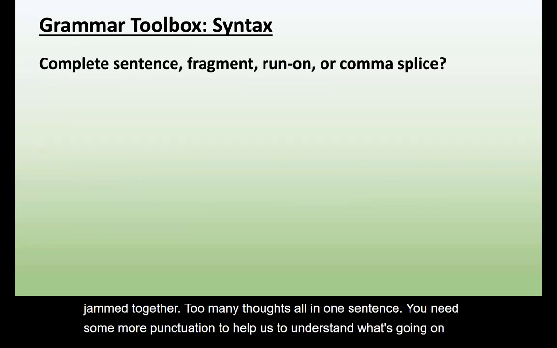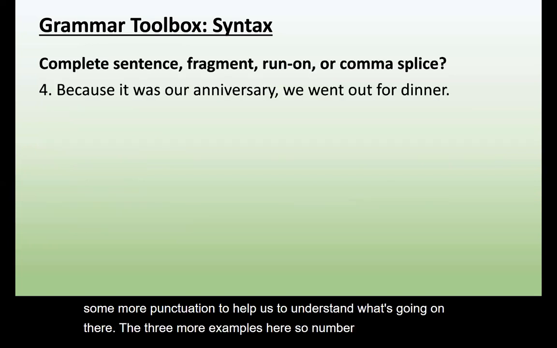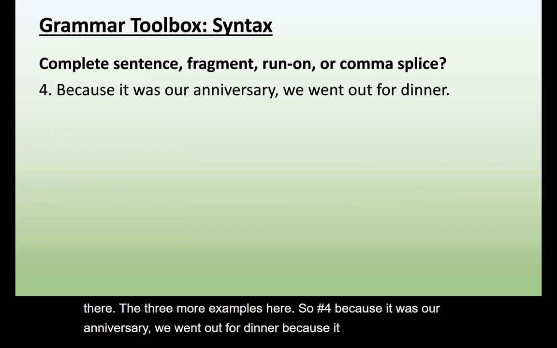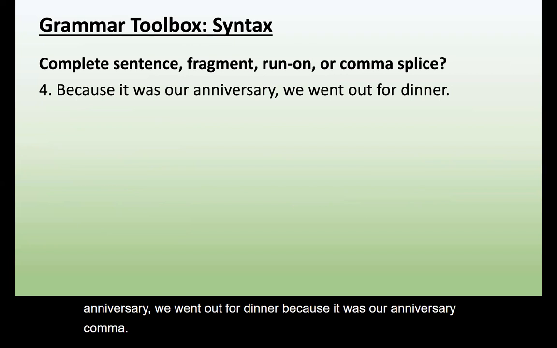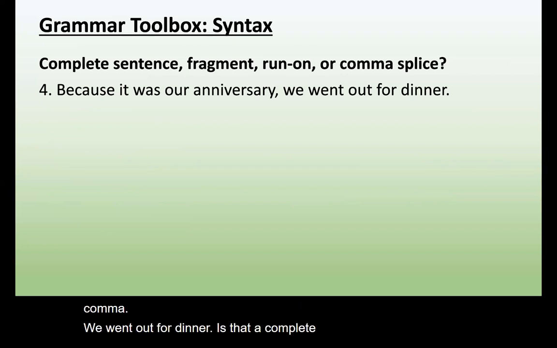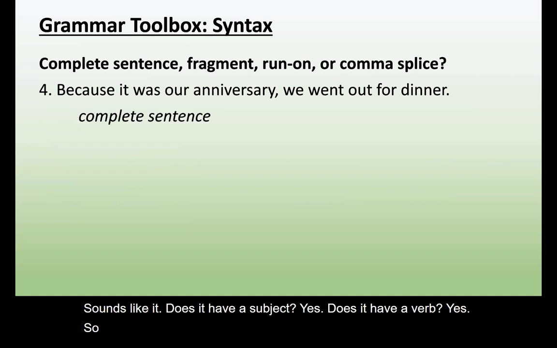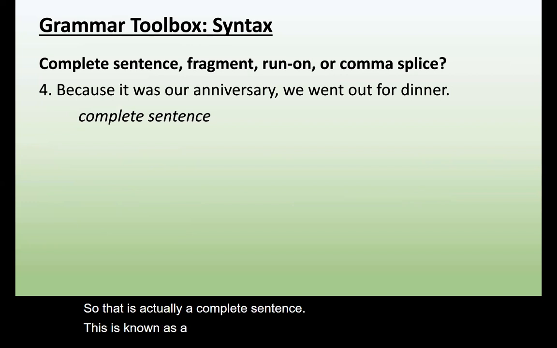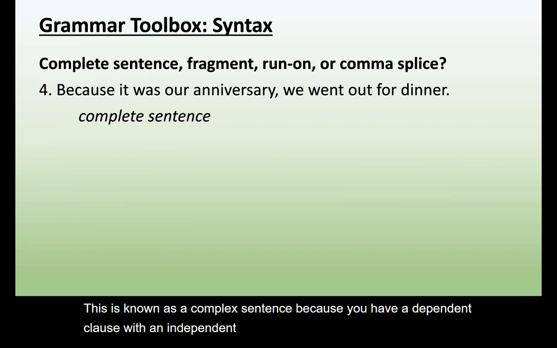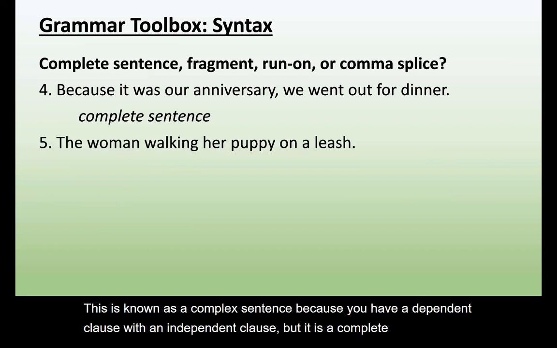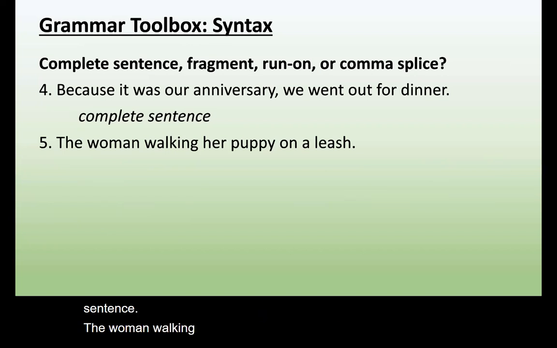Got 3 more examples here. So number 4, because it was our anniversary, we went out for dinner. Is that a complete thought? Sounds like it. Does it have a subject? Yes. Does it have a verb? Yes. So that is actually a complete sentence. This is known as a complex sentence because you have a dependent clause with an independent clause, but it is a complete sentence.